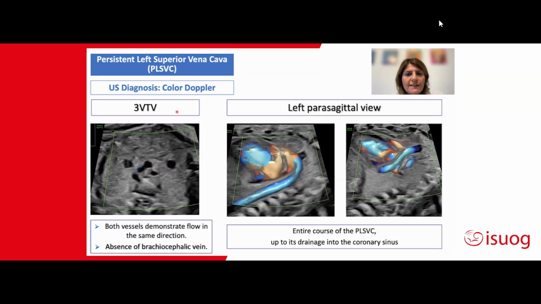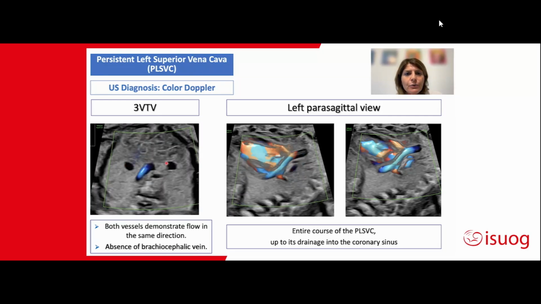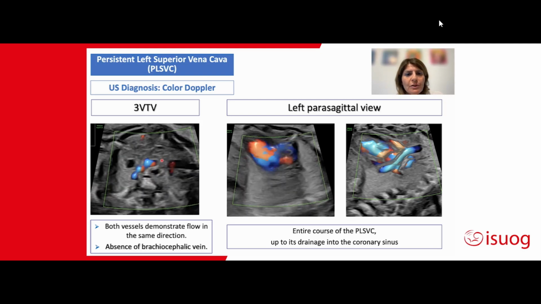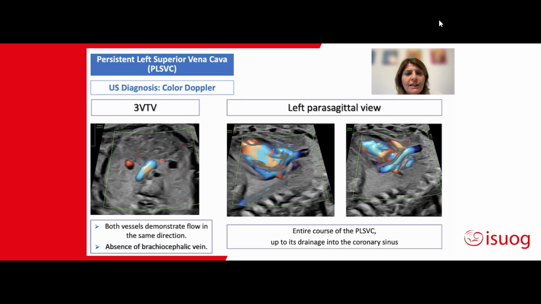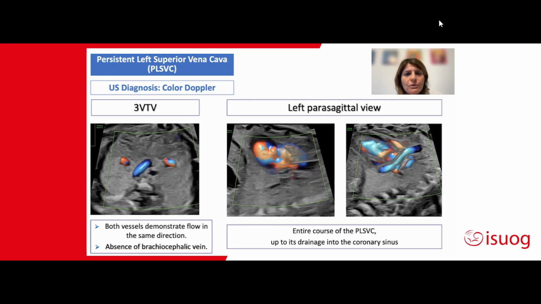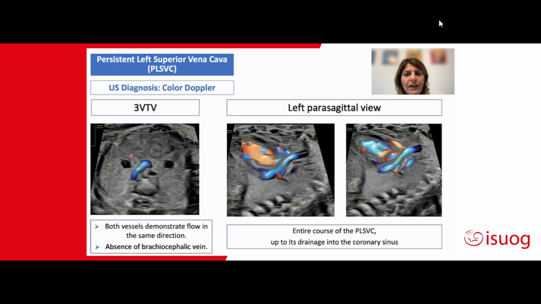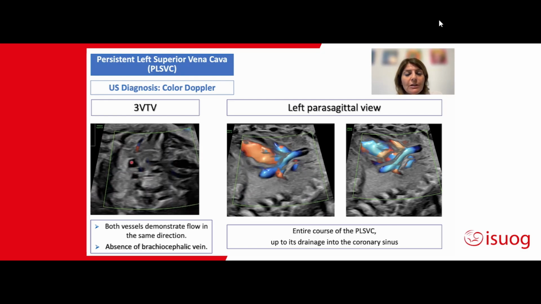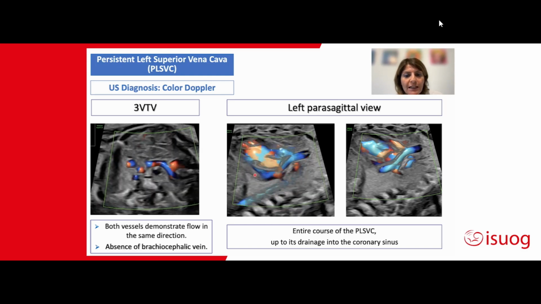Color Doppler is not essential for the diagnosis. However, on the 3 vessels and trachea view, if the PRF is slightly reduced, both vessels should demonstrate flow in the same direction, opposite to that of the aortic and ductal arches. As shown here, there is no connection between the 2 superior vena cava due to the absence of the brachiocephalic vein, which fails to develop in these cases. And this could be an important hint for the presence of a persistent left superior vena cava.